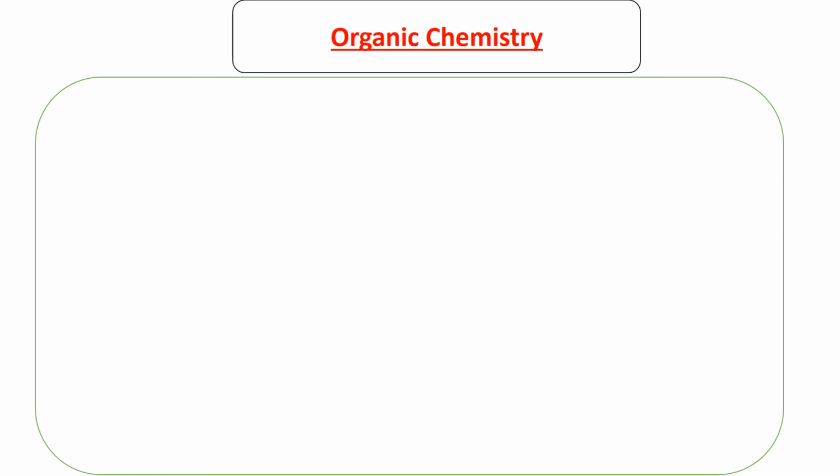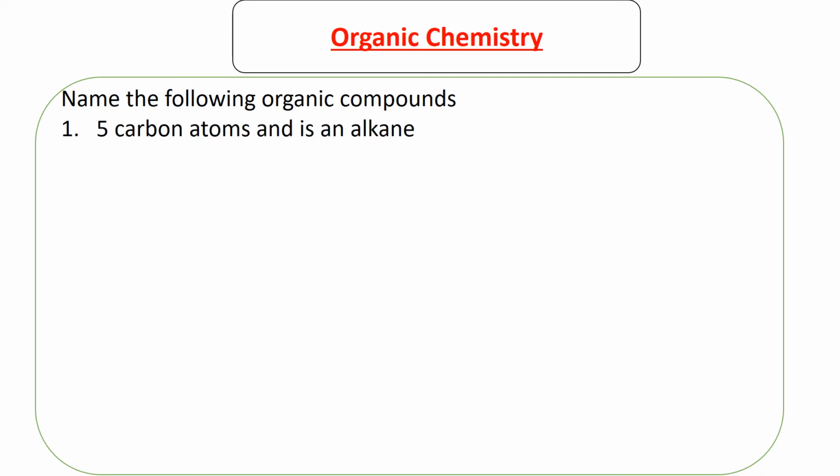So let's take a look at an example. Name the following organic compounds. The description of this organic compound is it has 5 carbon atoms and is an alkane. The fact that it has 5 carbon atoms, the prefix for 5 is pent. Then the fact that it belongs to the alkane family, the suffix for alkanes is ane. So if you combine these two, they become pentane.